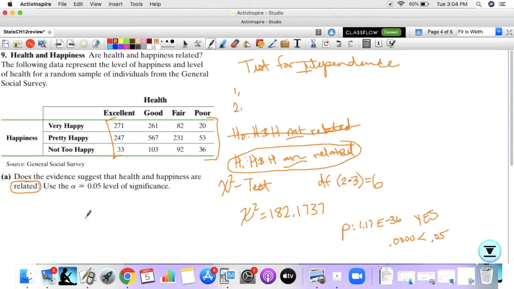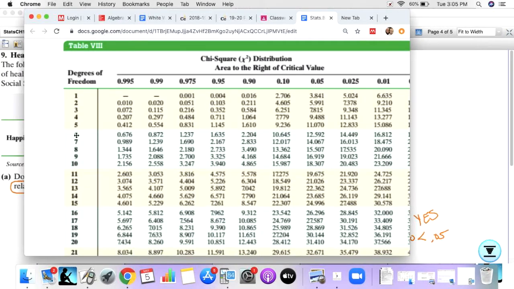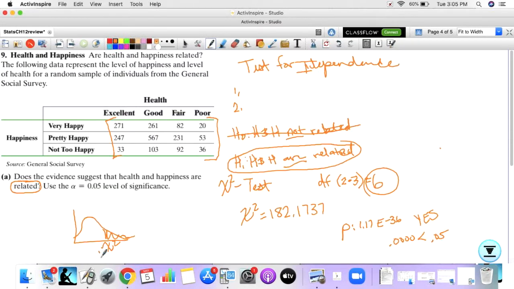If you were to do this using the classical method, we find our chi-squared value for 6 degrees of freedom. If you looked that up on our table, 6 degrees of freedom, 5%, it's going to be 12.592. Clearly 182 is way, way, way in the shaded region. So again, this one is another yes, which just reinforces the p-value test.